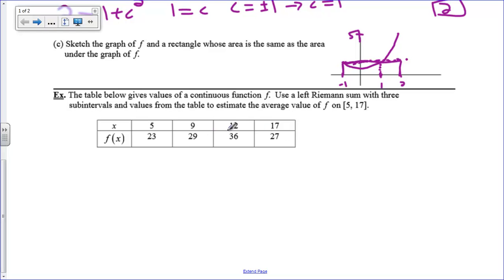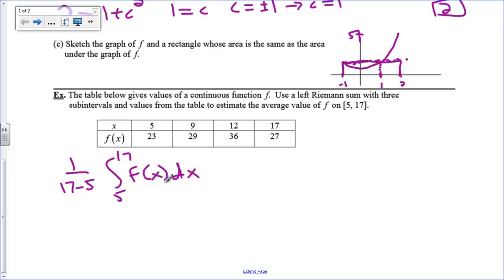Now we can't just add those up and divide by 4, but I'm thinking it's probably, I don't know, I haven't worked this problem yet. It goes 23, 29, 36, back down to 27, 29-ish, 30-ish, 28-ish, I don't know. Let's use our formula and estimate it with the left Riemann sum. The average value would be 1 over b minus a times the integral from 5 to 17 of f of x dx. Now since I don't have a function defined by an explicit equation, I've got to use a Riemann sum to approximate it.